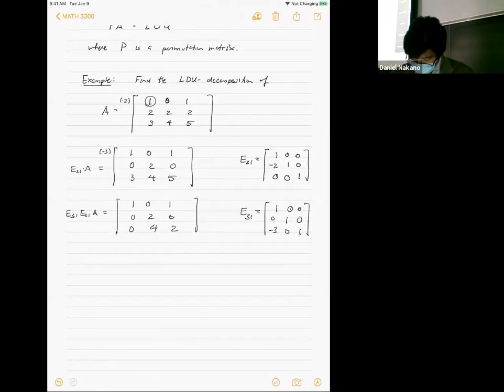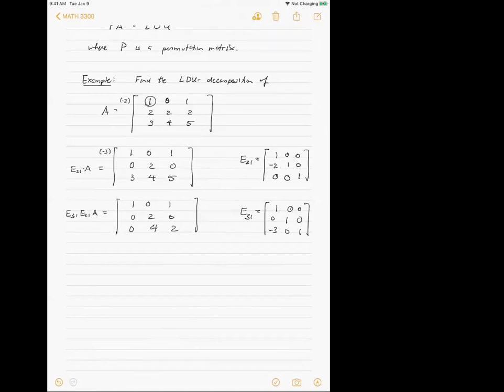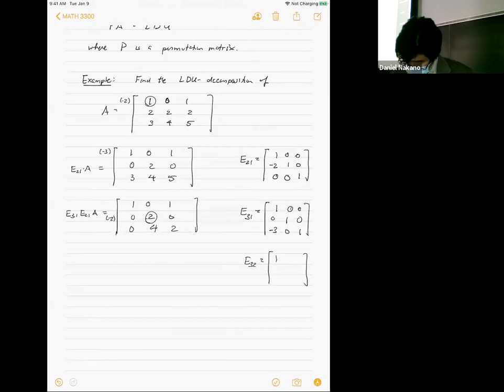So what do we do next? Anyone? You do the second row times -2. Good. And so it'll be E32 now. Good. So E32, 1, 1, 1, 0, 0, 0, 0. What do we put in the 3, 2 spot? It'll be -2. Sorry, did I do this right? Yeah, -2.